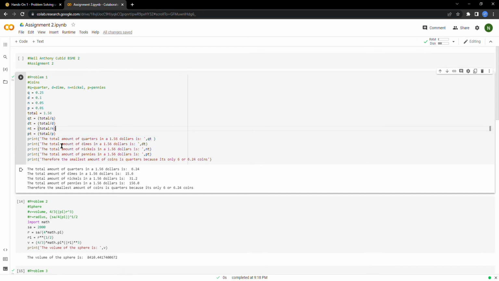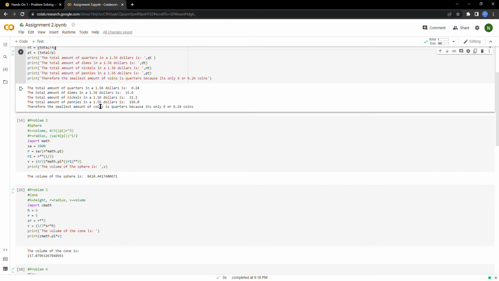For the first one, the total amount of quarters in $1.56 is 6.24. In dimes, it's 15.6. In nickels, it's 31.2. In pennies, it's 156. Therefore, the smallest amount of coins is quarters because it's only 6, or 6.24, but it's only 6 if we are counting whole coins.